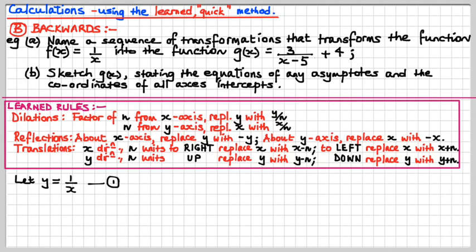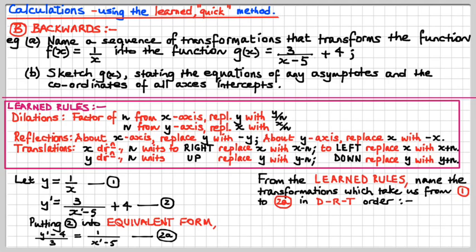The learned rules are there, so we start off with the original. That's the transformed one. Putting them in equivalent form, we have to say y minus 4 over 3, that's the best way. y dash minus 4 over 3 is 1 over x dash minus 5, and from the learned rules we have to name the transformations which take place from 1 to get to 2, in D, R, T, or Dr. T order.